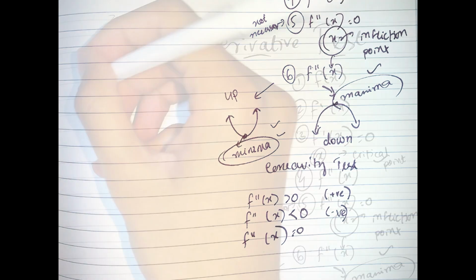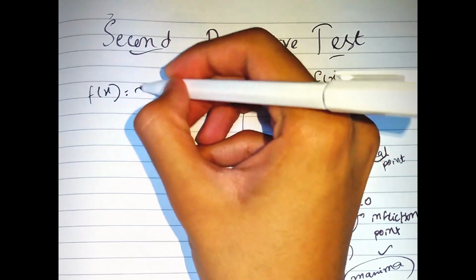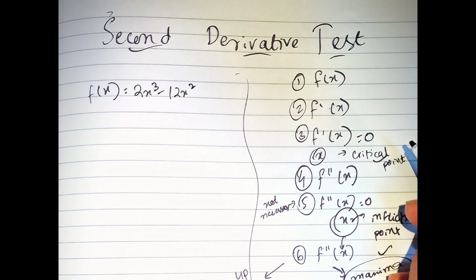Okay, let's try some examples. Okay, so the first function which we have is 2x cubed minus 12x squared. So the first step is taking this first derivative, then letting it equal to 0. Then the third step is taking the second derivative. So let's do these things.